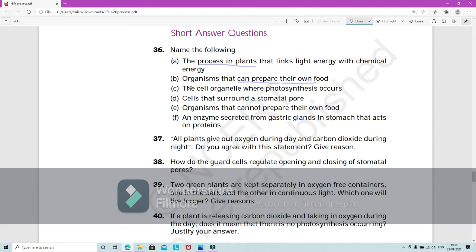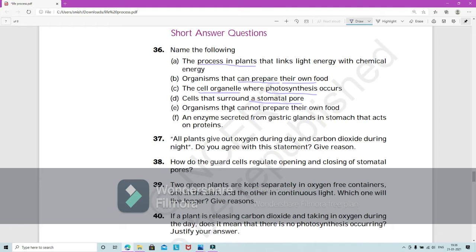Right? Moving on. The cell organelle where photosynthesis occurs. The cell organelle means it is the chloroplast. In the chloroplast, the cell organelle, the photosynthesis occurs. Okay. Cells that surround a stomatal pore. Okay. The cells that are surrounding the stomatal pore are called guard cells. So the guard cells are the reason why there'll be opening and the closing of the stomatal pore as well.